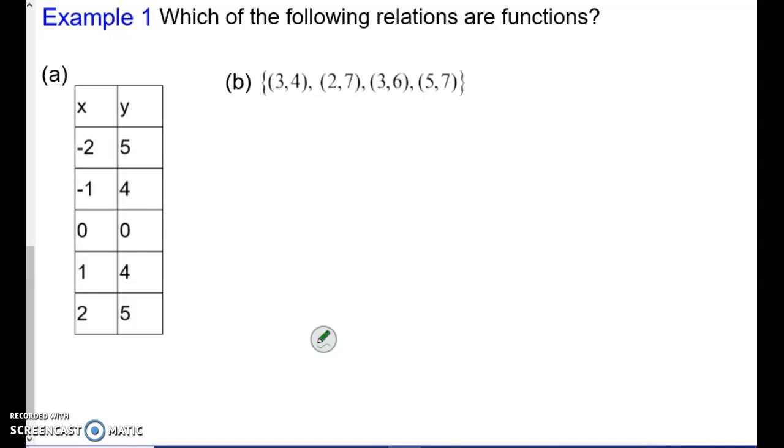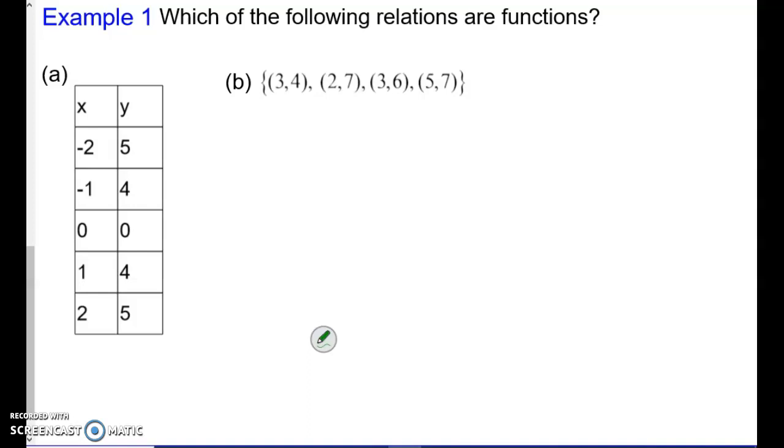So for example 1, we're going to look at which of the following relations are functions. So we're going to compare our domain, or our x values, with our range, which is our y values. Remember that in order for something to be a function, each domain is matched with exactly one range. Domain is only going to be listed once.